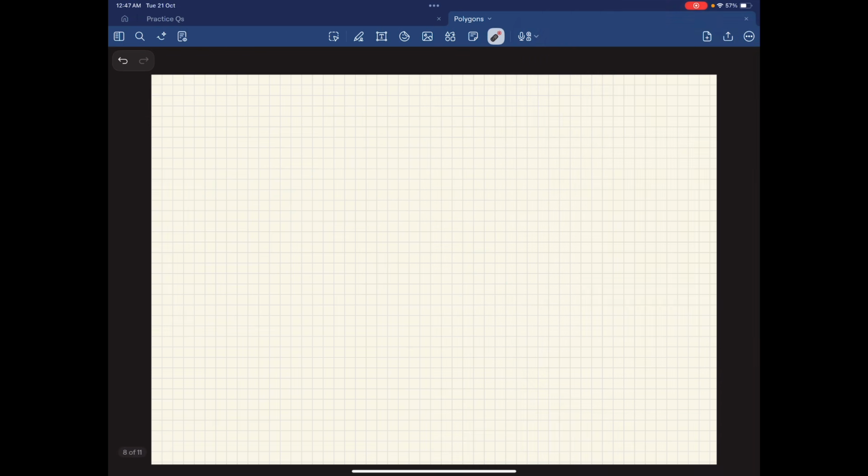Now, if the question asks you to find the value of one interior angle, but before getting into that, we need to understand the difference between a regular polygon and an irregular polygon.